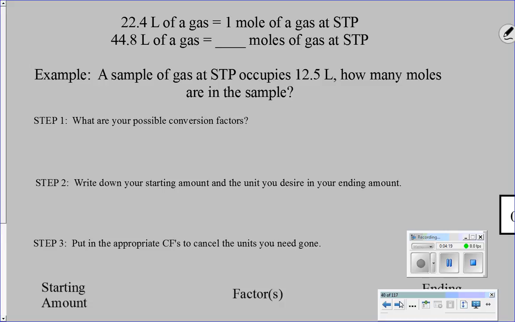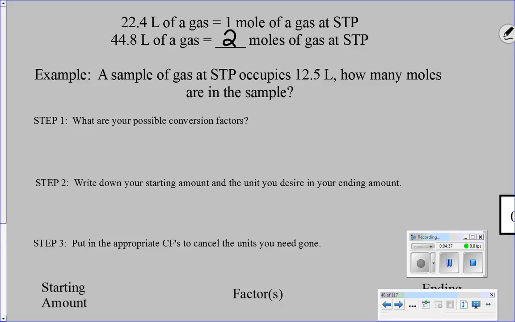So there are some calculations we need to do with these. We tend to do these right at STP, and at STP, 1 mole of any gas occupies 22.4 liters. So if I told you you had 44.8 liters of a gas, it'd be pretty easy to know that that's 2 moles of a gas at STP.